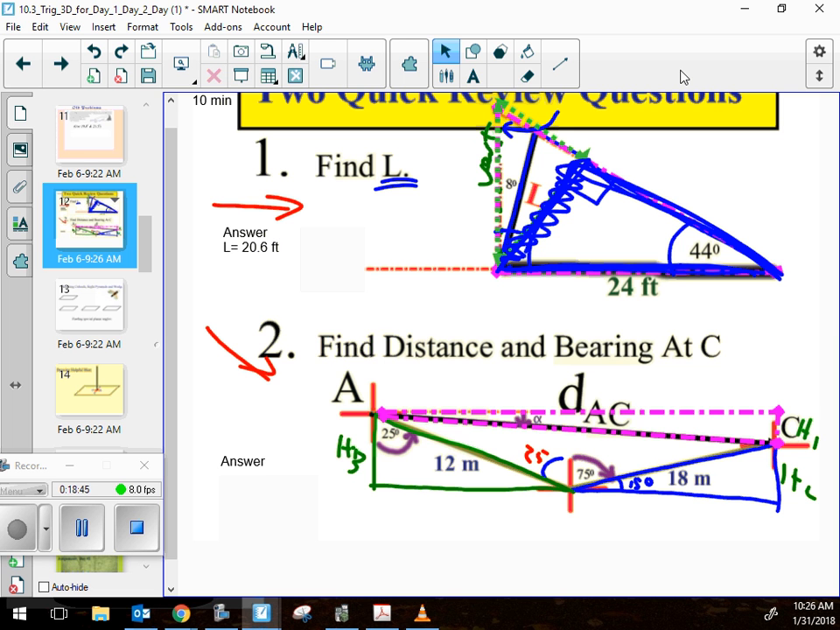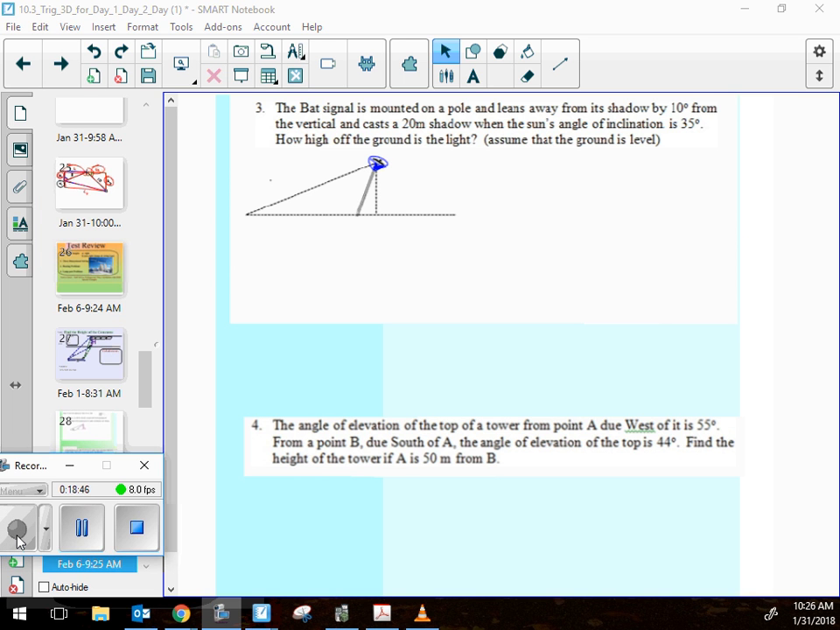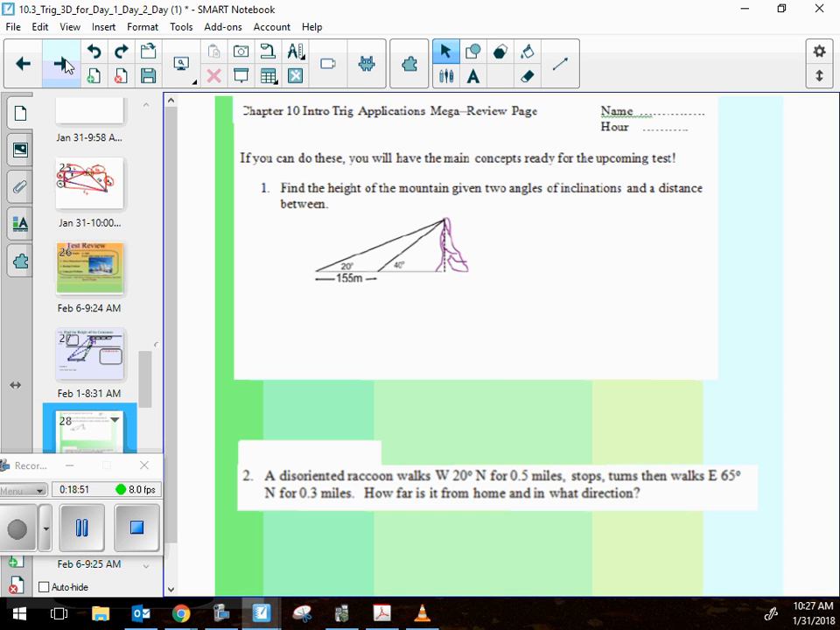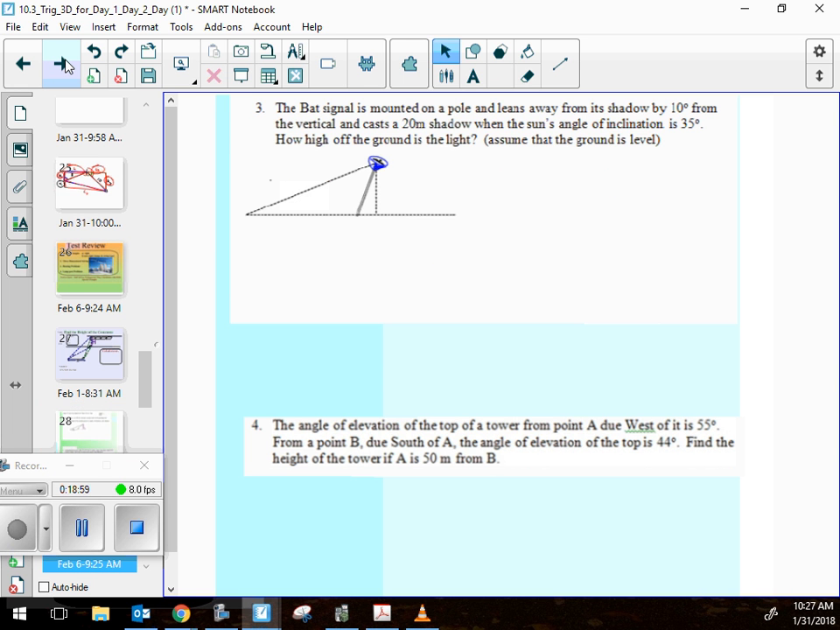All right, so I told them to do the first 3 questions in the file here, under the Chapter 10 Mega Review page. I said to do problem 1 and 2 right there, and then this one, the bat signal one, number 3. That's their homework for tonight.